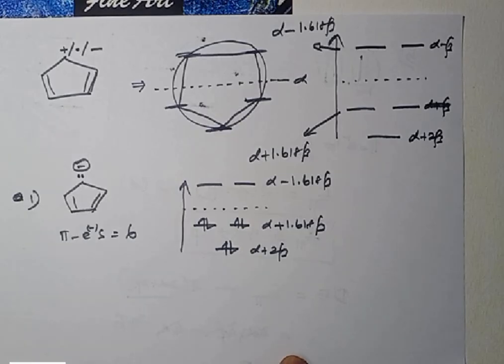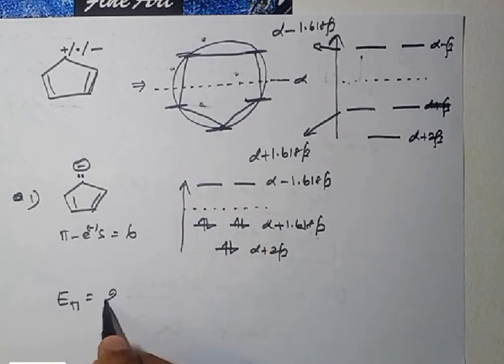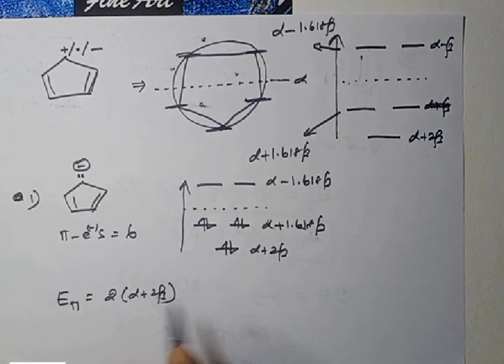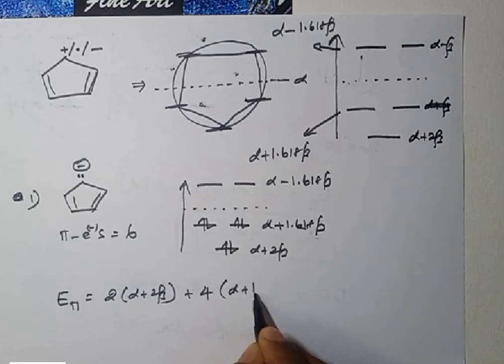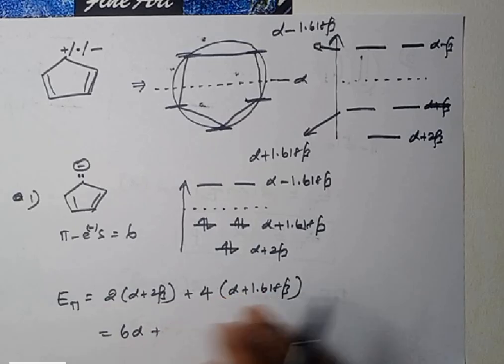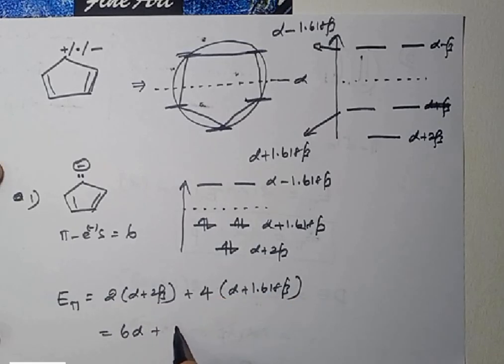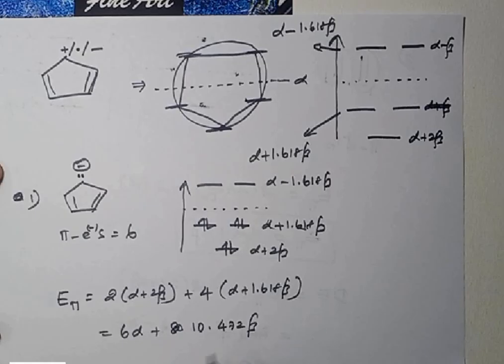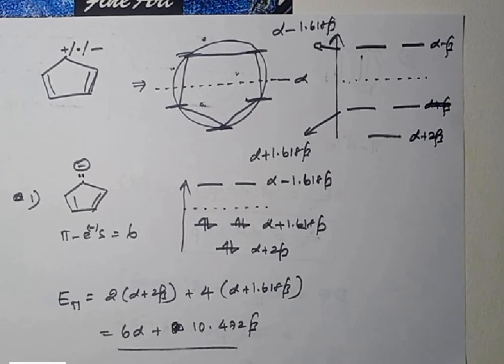Okay, take note. How to find the pi electronic energy? We have 2 electrons having this energy, 2 into alpha plus 2 beta. And we have 4 electrons, these 2 orbitals are degenerate, so there are 4 electrons with energy alpha plus 1.618 beta. So this is 2 alpha, this is 4 alpha, you will get 6 alpha. And here we will get 4 beta, and if you multiply 1.618 by 4, you will get some value, yes, 10.472 beta. This is the pi electronic energy of the cyclopentadienyl anion.